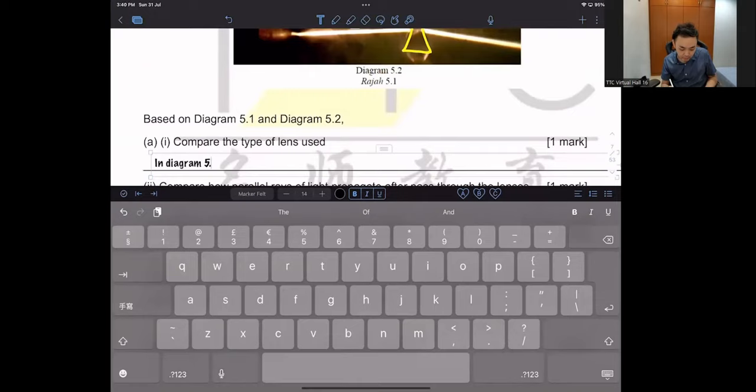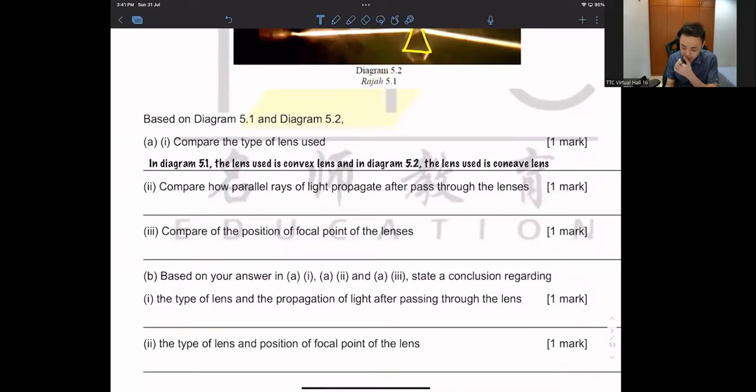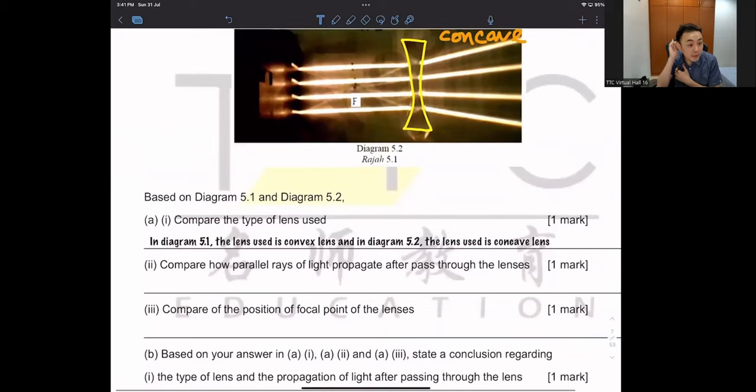5.1, what happened? The lens used is a convex lens, and in diagram 5.2, the lens used is a concave lens. Got it? And next one, compare how parallel rays of light propagate after passing through the lens.